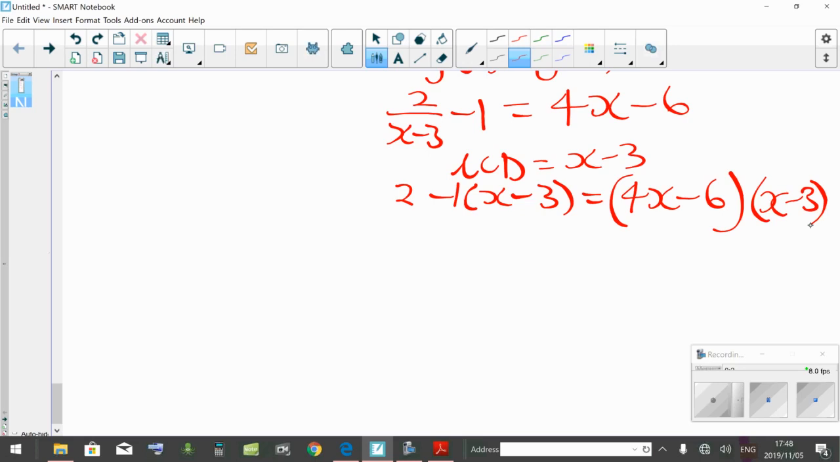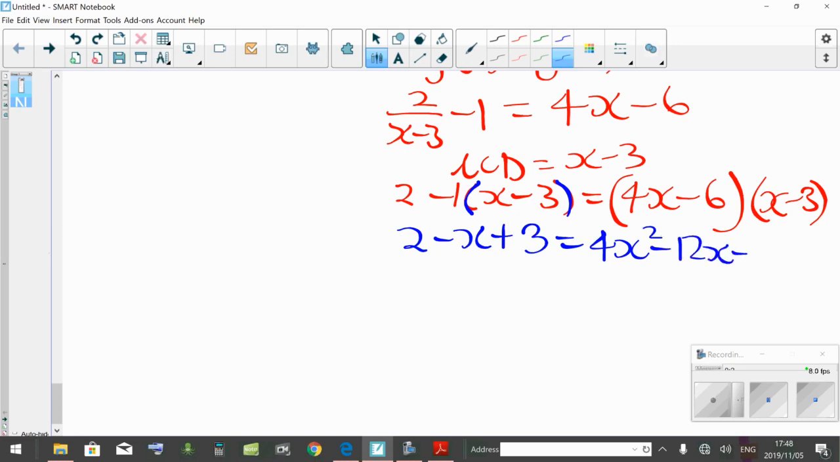And we're going to simplify this. Take note that I'm using brackets. Please use brackets in the right places. If you don't use brackets here, you'll end up with something incorrect. And here we're going to FOIL. And then we collect like terms.